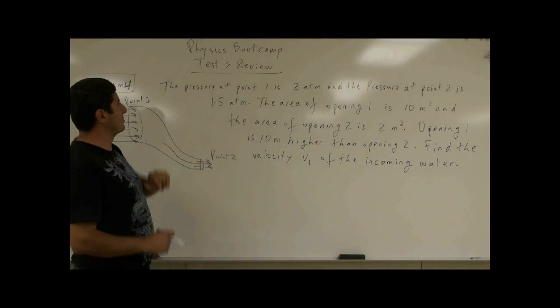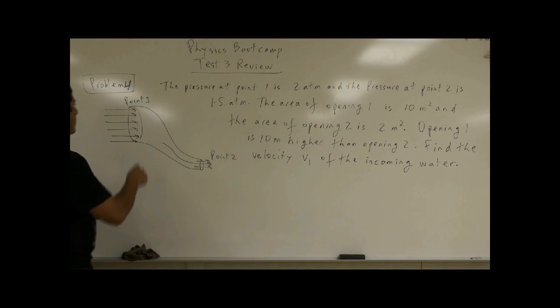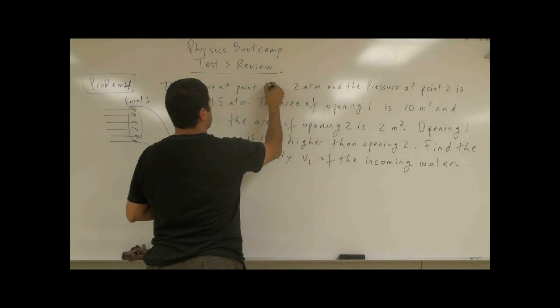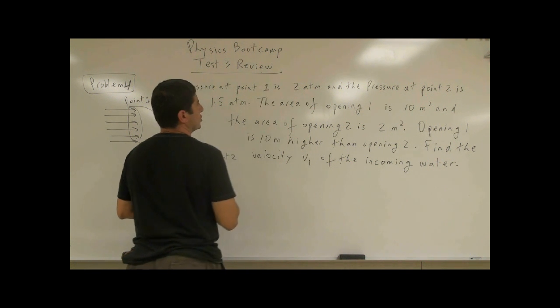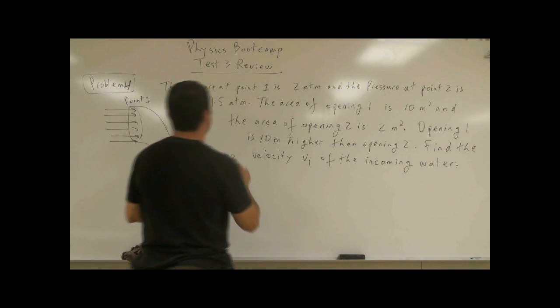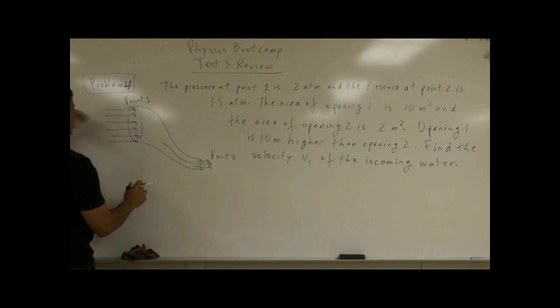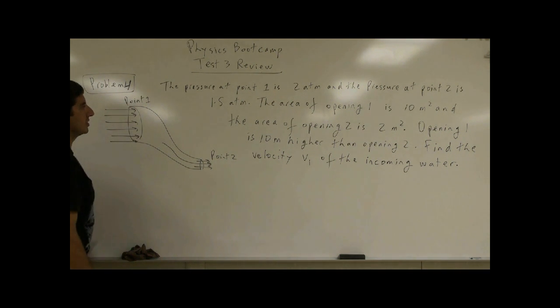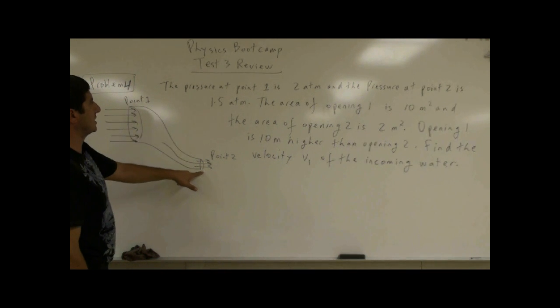So the problem says the pressure at point 1 is 2 atmospheres. We can write it like this here. Point 1 is 2 atmospheres, and the pressure at point 2 is 1.5 atmospheres. So here there's more pressure pushing than here, okay? So this one is 2 atmospheres, this is 1.5.